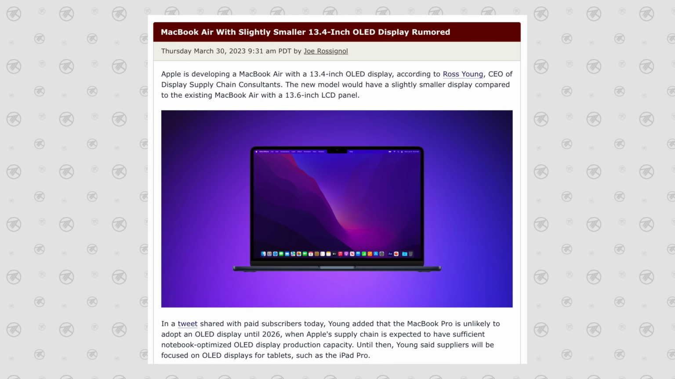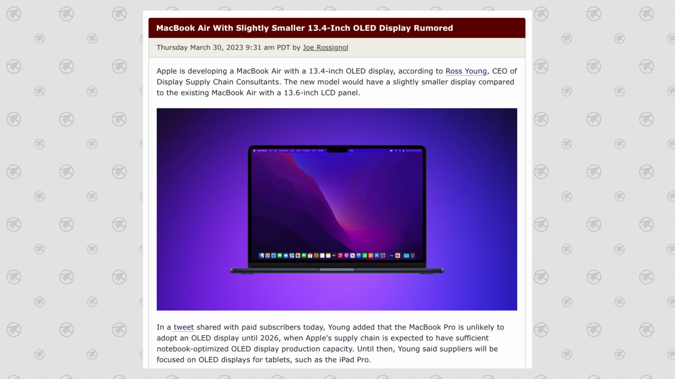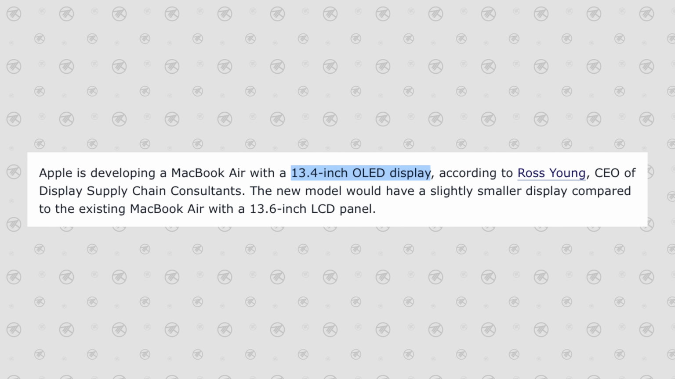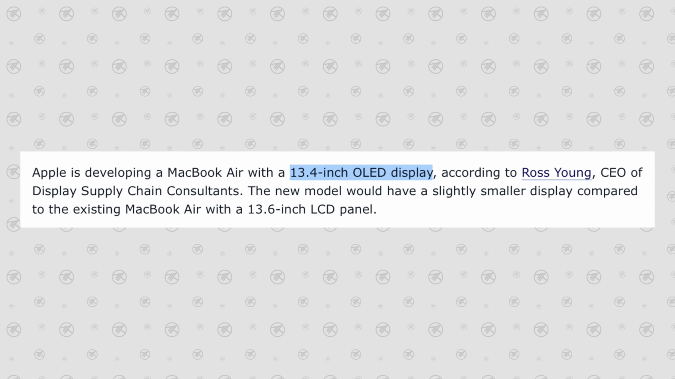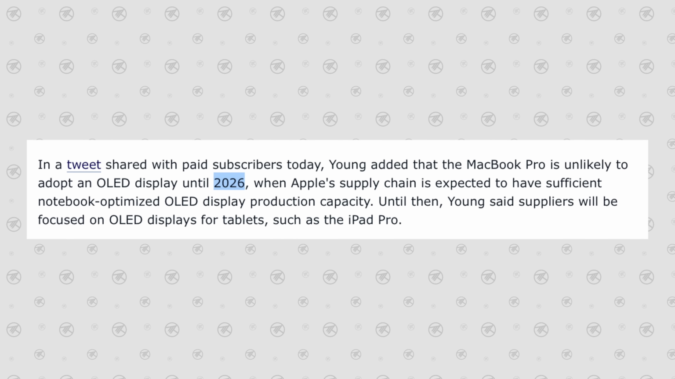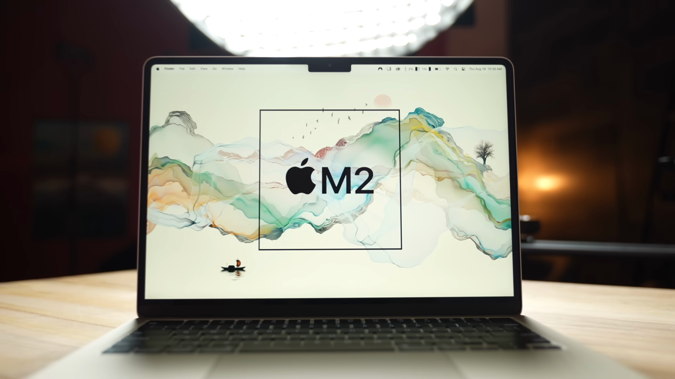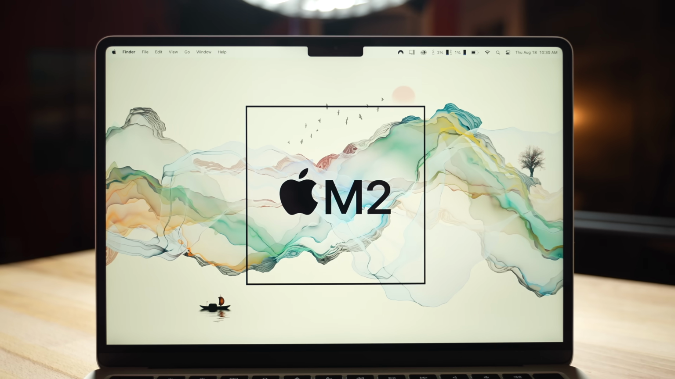He just gave us an update saying that we are going to be getting a MacBook Air with OLED, but it's going to be a little bit smaller, 13.4 inches instead of 13.6, and I'll get into why in just a minute, but the bad news is that it's not coming until 2026. Yes, 3 years from now until we finally get this OLED MacBook Air. And the question is, why is this happening so late?